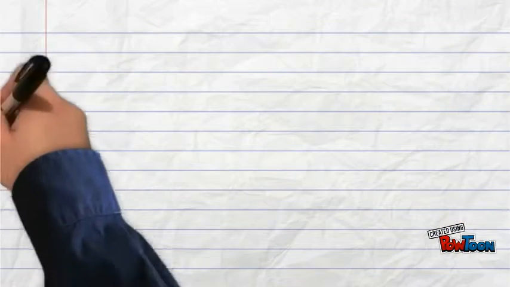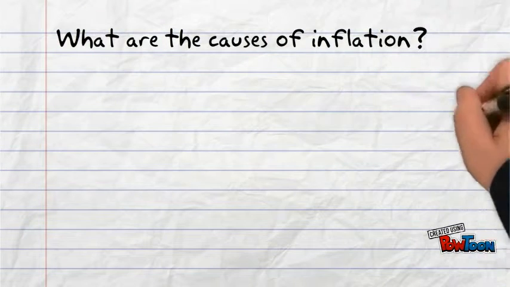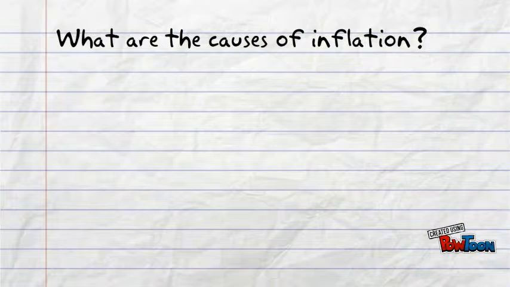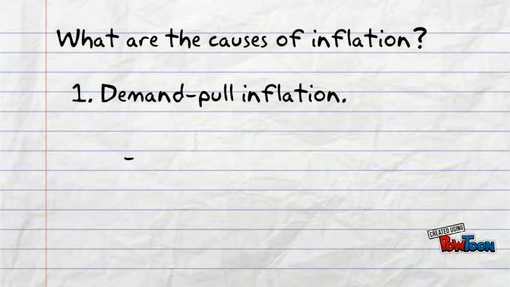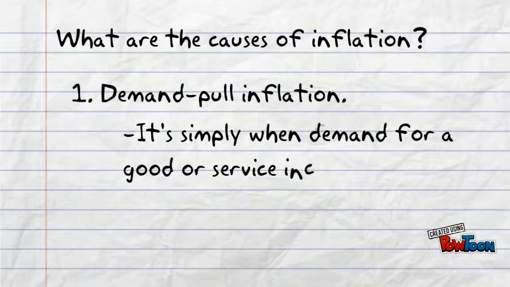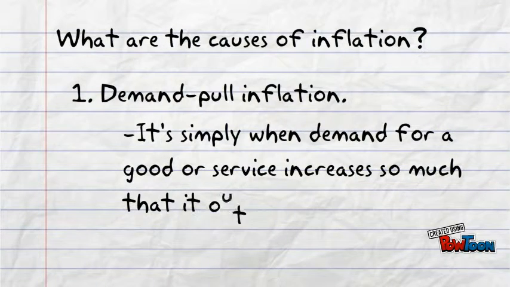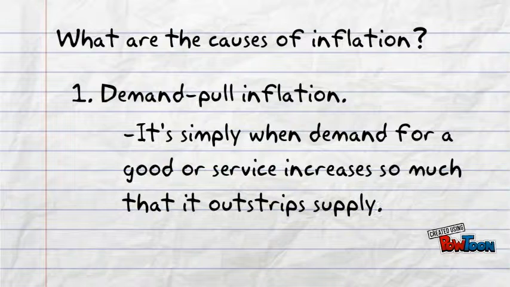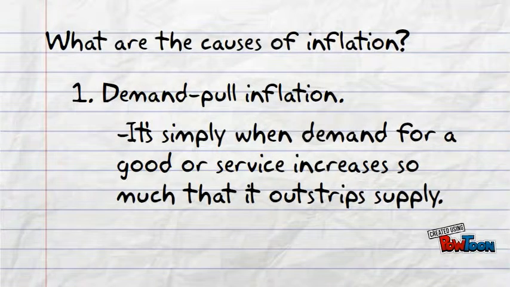What are the causes of inflation? There are three main causes of inflation. Demand pull inflation is the most common. It's simply when demand for a good or service increases so much that it outstrips supply. If sellers maintain the price, they will sell out. They soon realize they now have the luxury of raising prices, creating inflation.